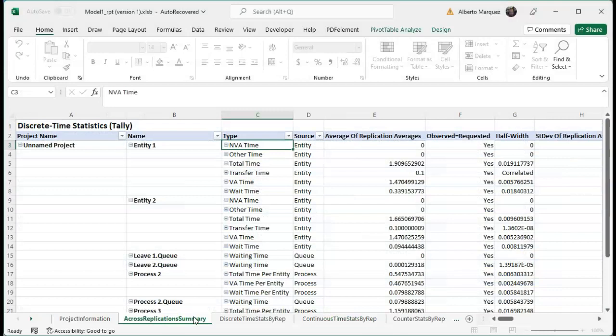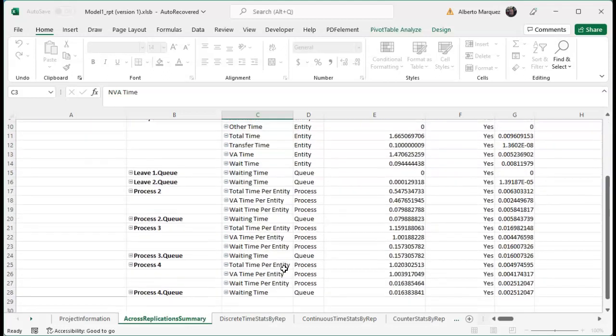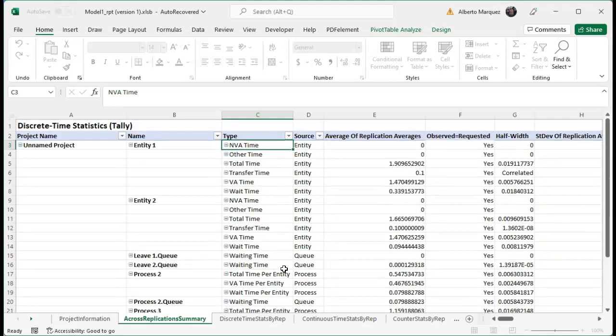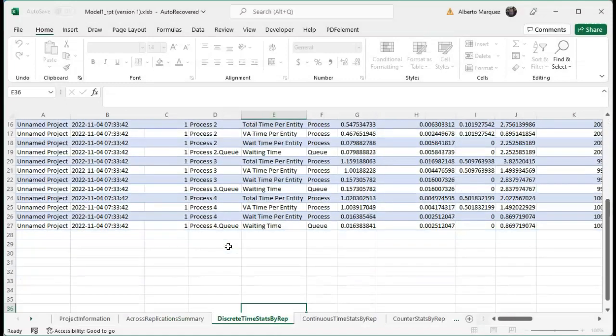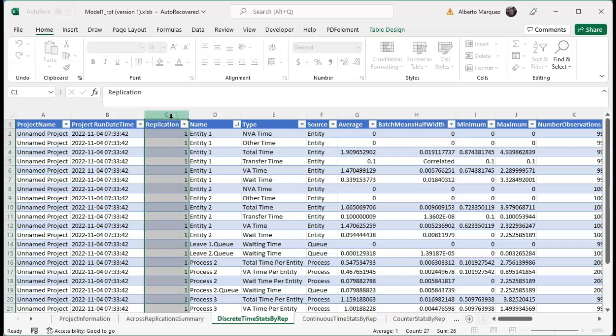But let's start with discussing that you may have information from several replications. You may need several replications with the purpose of reducing the correlation between the data associated with the process. You have discrete time statistics by replication, and in this case I only ran one replication, but you may have these repeated several times, with the replication column indicating which replication the data corresponds to.